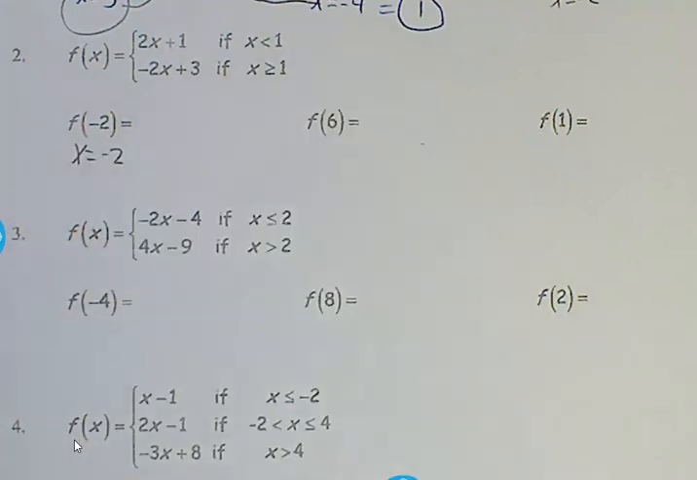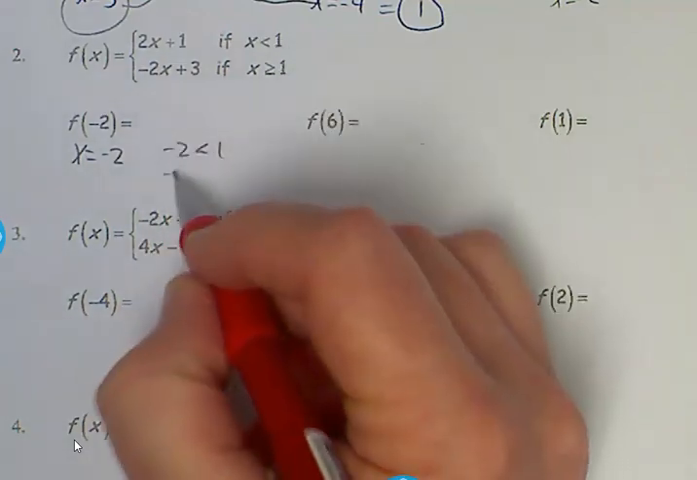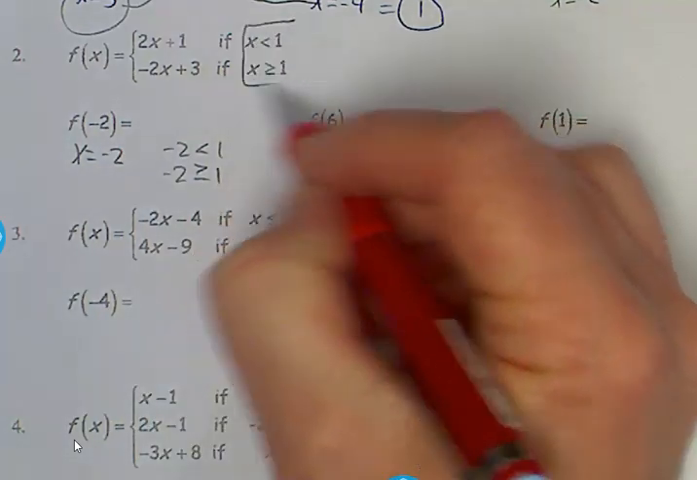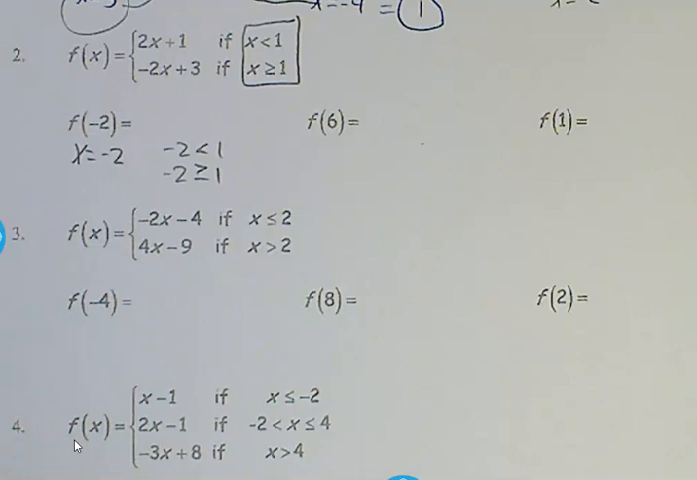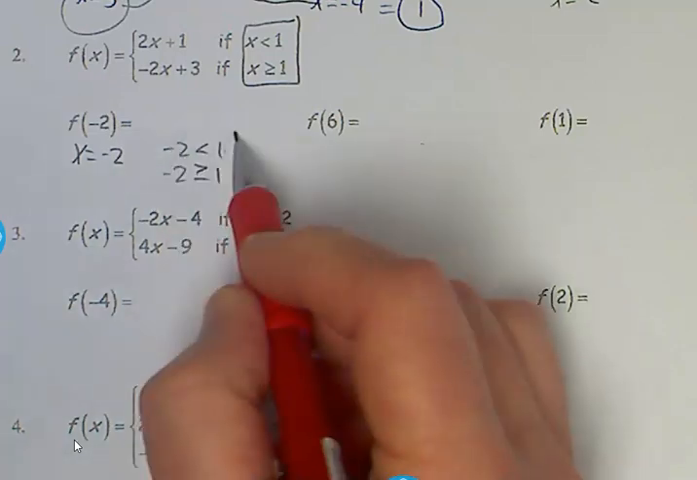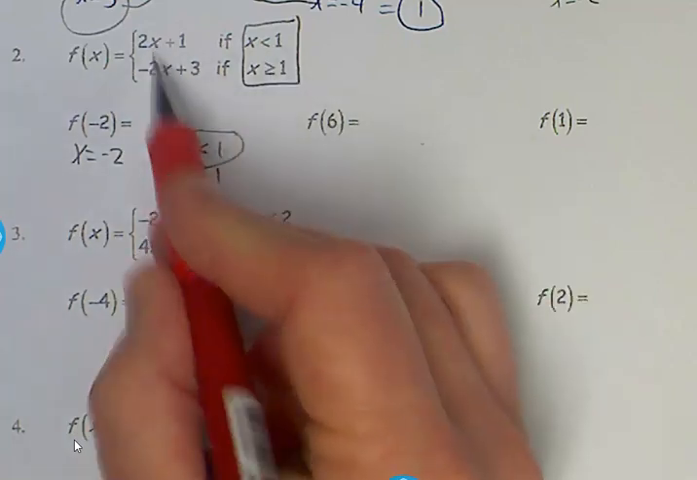Okay, so where does it fit? Is -2 less than 1, or is -2 greater than or equal to 1? Because this is what we're checking on it here. -2 is definitely less than 1, right? So we're using this part on the top, which means we're going to plug it into 2x plus 1.